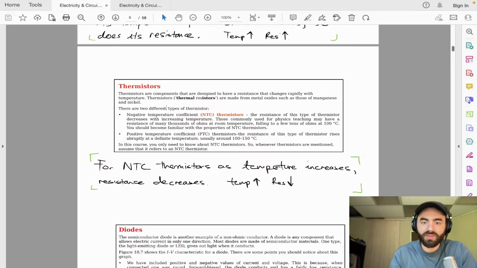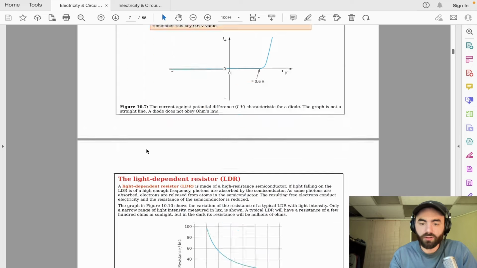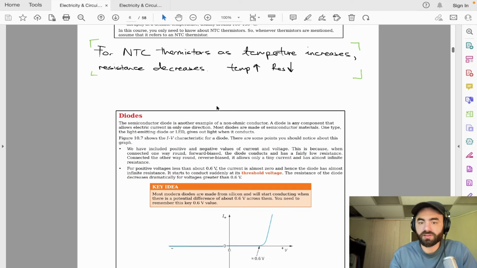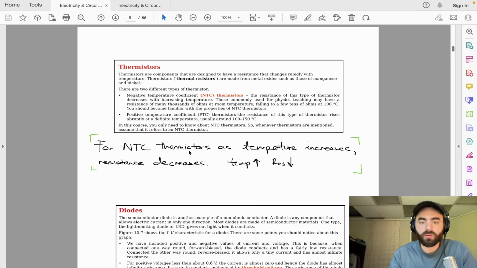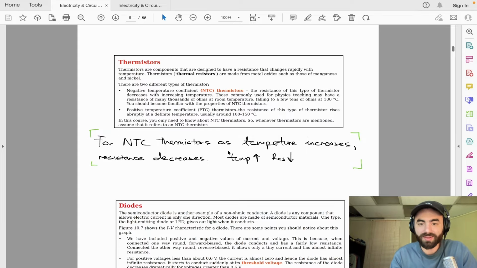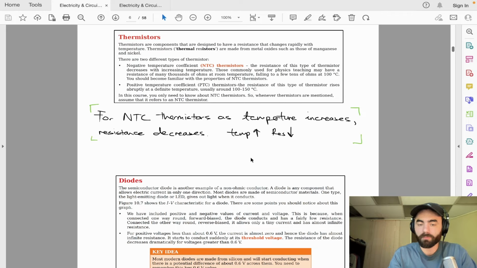And then there are different types of things that we could put in the circuit: thermistors, diodes, light dependent resistors. You should read through these, and we'll go through questions on it. They do different things to resistance, voltage, current. There are different relationships going on here, but it all comes down to voltage, current, and resistance.